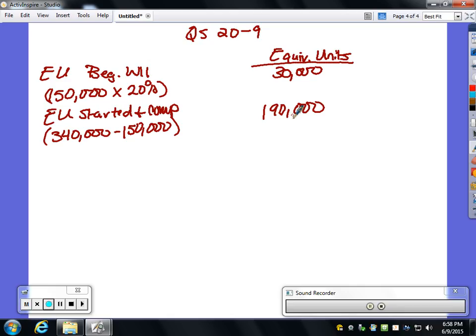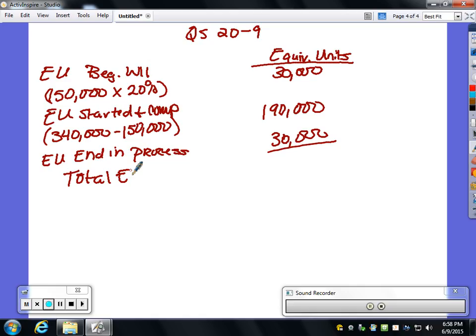Now with the ending in process, we said that was 30,000 from before, right? Equivalent units in process at the end, that was 30,000 from the previous part. Add all these together. We're adding all of these, so it's like 250.